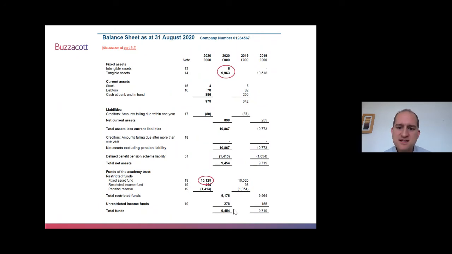So the fixed asset fund, you can see on the bottom half of the balance sheet, and how that relates to the fixed assets on the top half of the balance sheet. The two numbers circled should either be equal, or if there's a difference, there should be a reconciled reason for the difference. So over to my next slide.